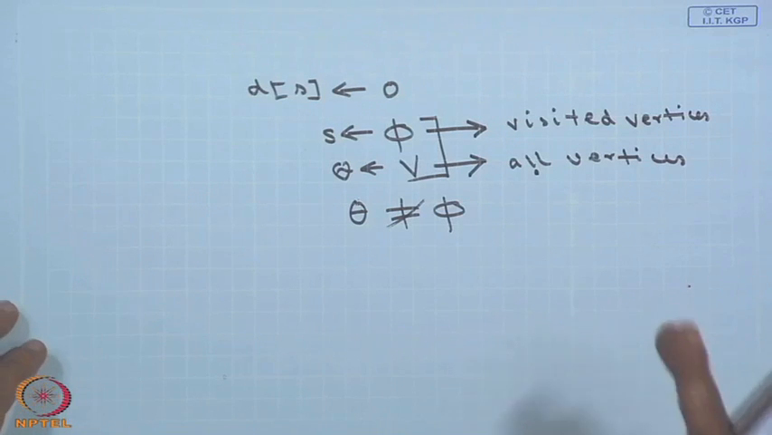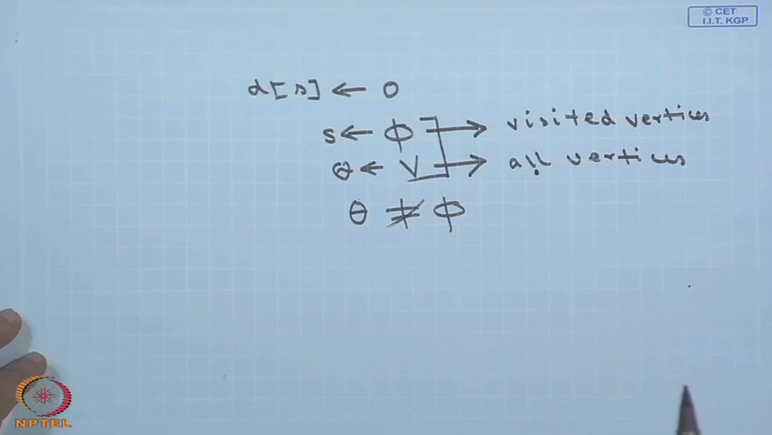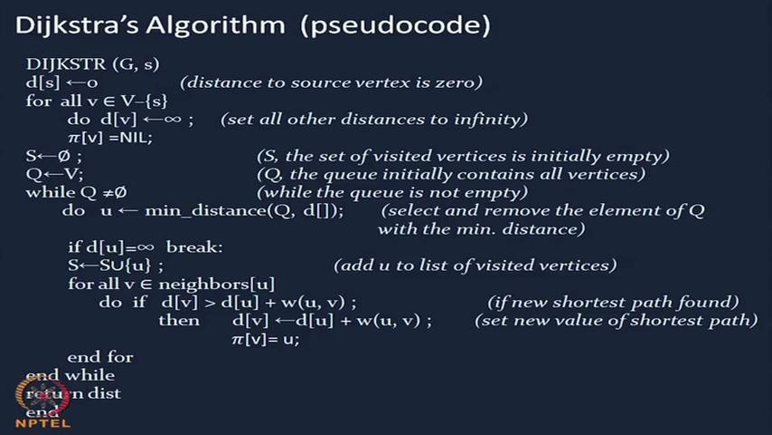So, let us see. The next part, in the slide if you see, is while Q not equals phi, do u equals minimum distance of Q comma d, that is you have to calculate what is the minimum distance. Then if d[u] equals infinity we will break, otherwise S equals S union u, and then for all v belonging to neighbors of u, do if d[v] greater than d[u] plus w(u,v), then d[v] will be d[u] plus w(u,v) and pi[v] equals u.